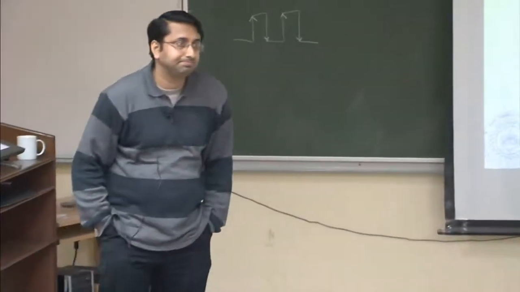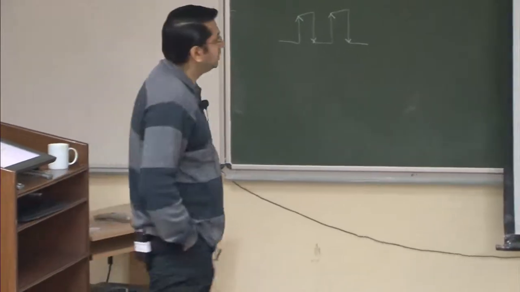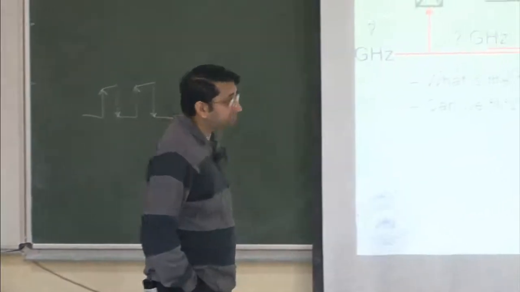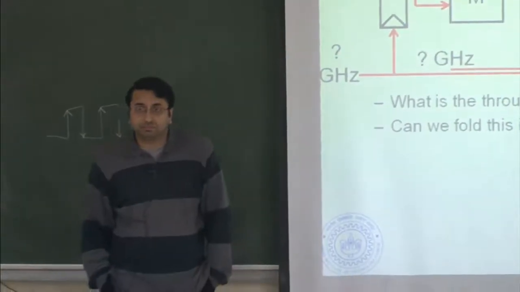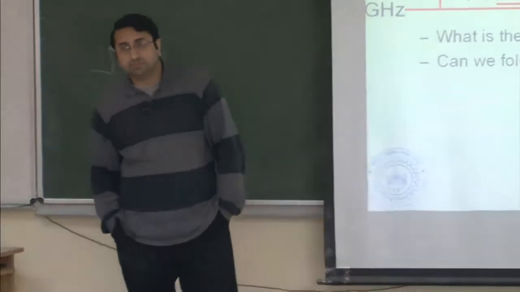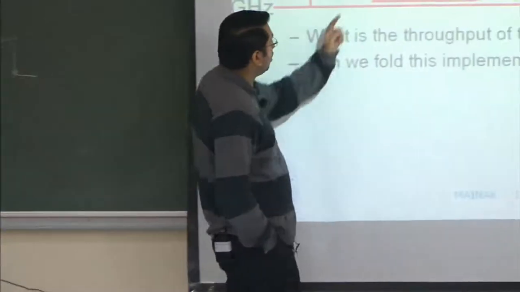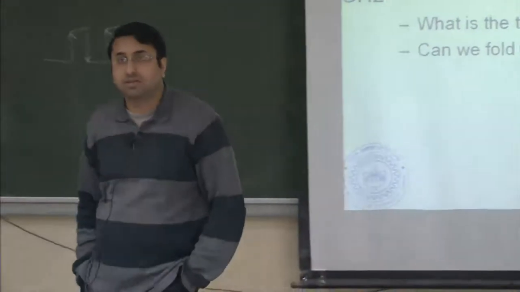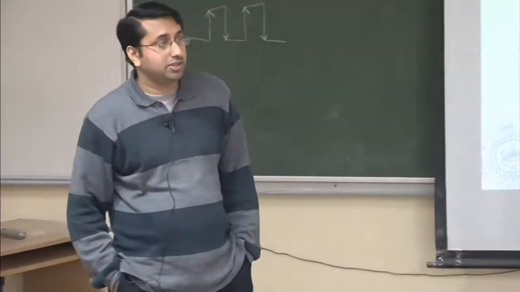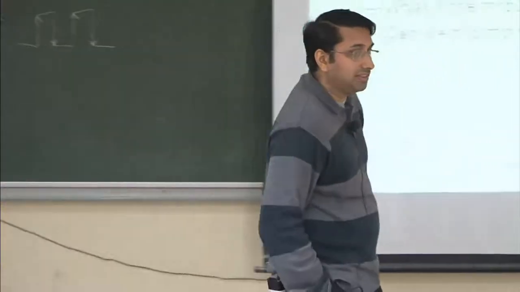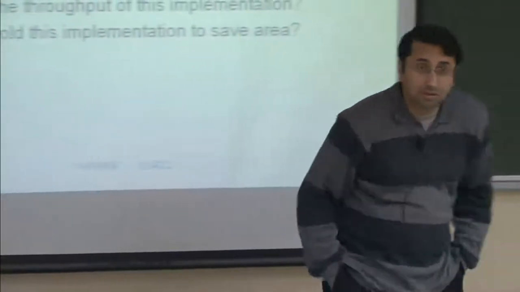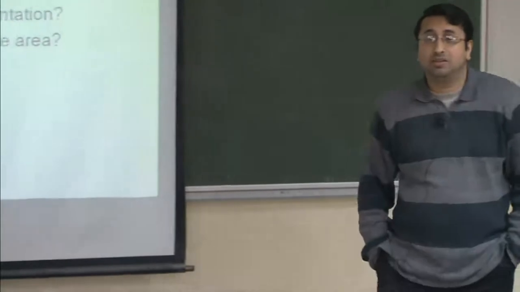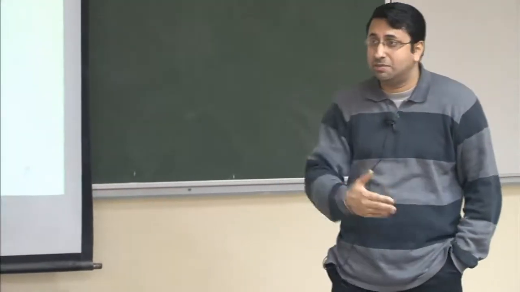Somebody? What are these frequencies? Start with the internal one. How fast should I clock this one? What are the options we have? Small f, small g, m plus g, m plus g. Any other option? So he says m plus g.